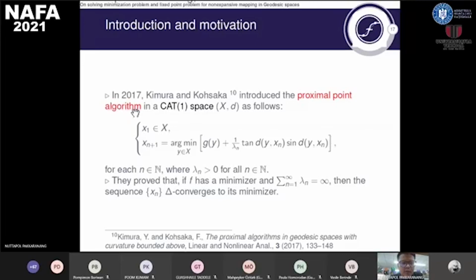Later, in 2017, Professor Kimura and Professor Kohsaka introduced the proximal point algorithm in CAT(1) space, defining the proximal operator to find the solution of the minimization problem like this. They proved that if F has a minimizer and satisfies this condition, then the sequence xn delta converges to its minimizer.